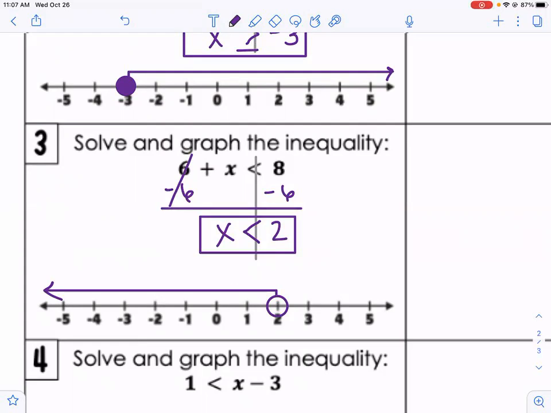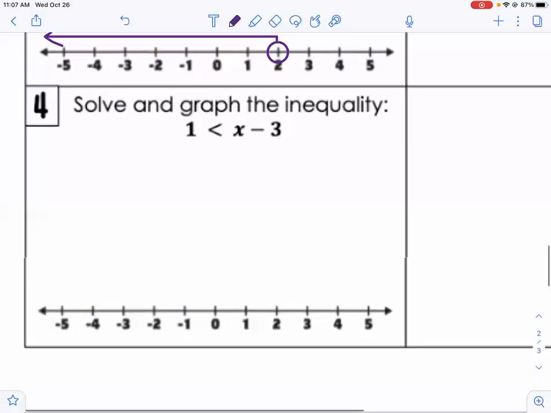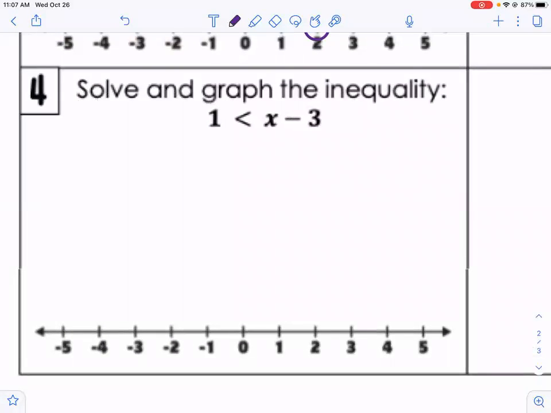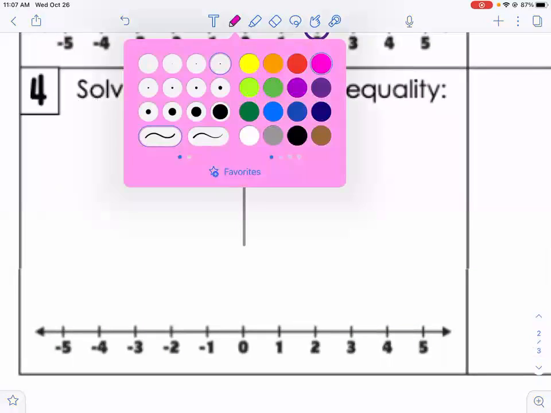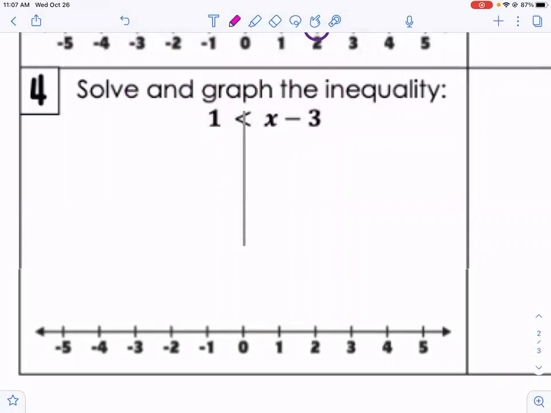Okay, now let's be careful of that in number 4. I wanted to make sure that we did number 4 together. If you continued on ahead of me, please come back to this to make sure that we are on the same page here. Okay, in order to get X by itself, what do we need to do to both sides? We need to add the 3 to both sides, okay? So we end up with 4 is less than X.